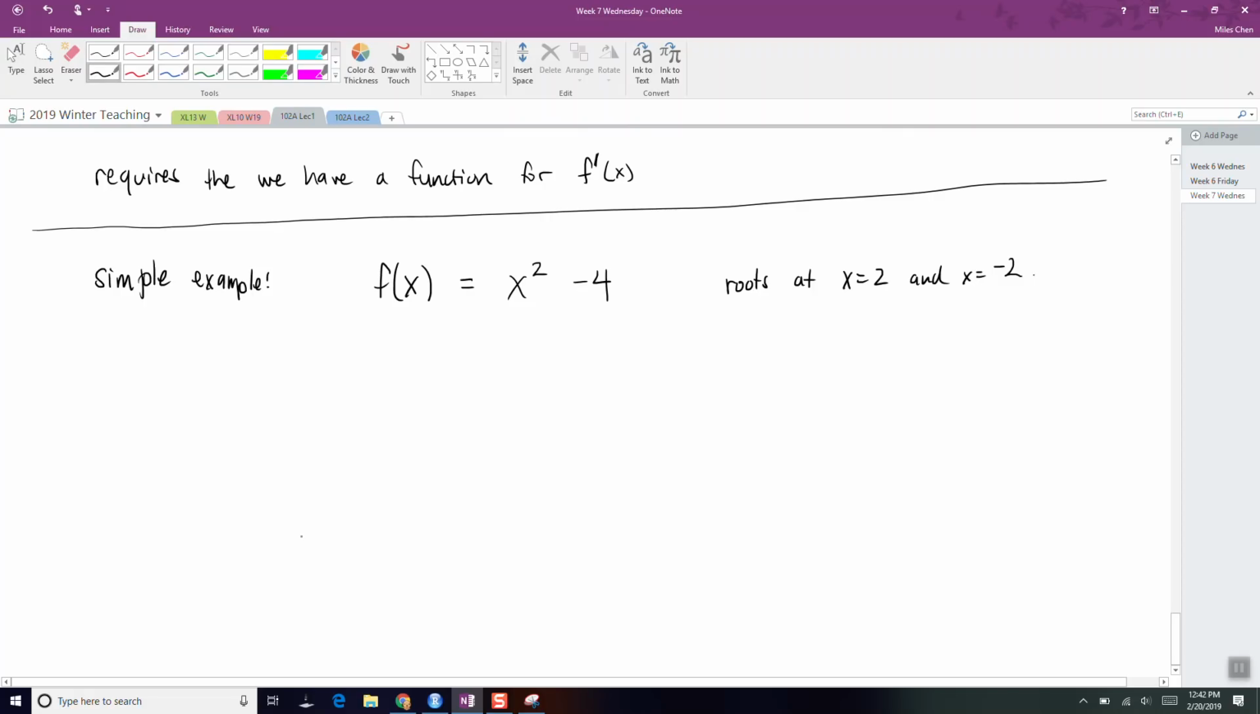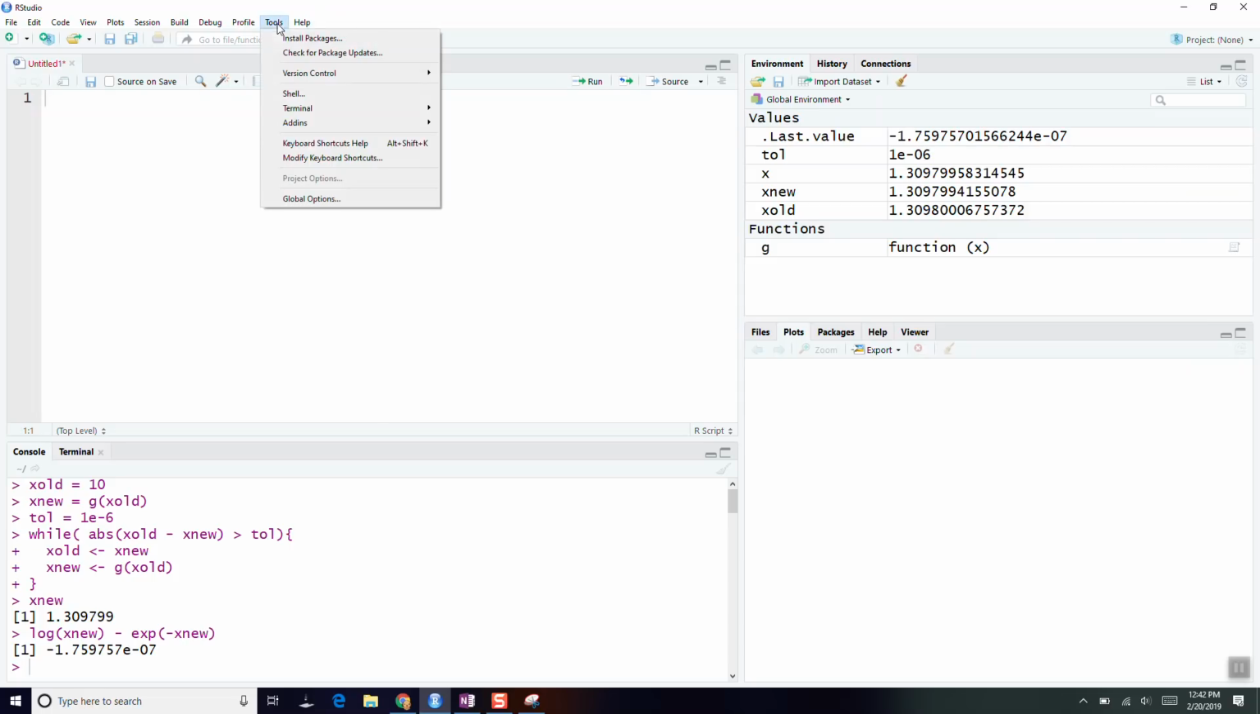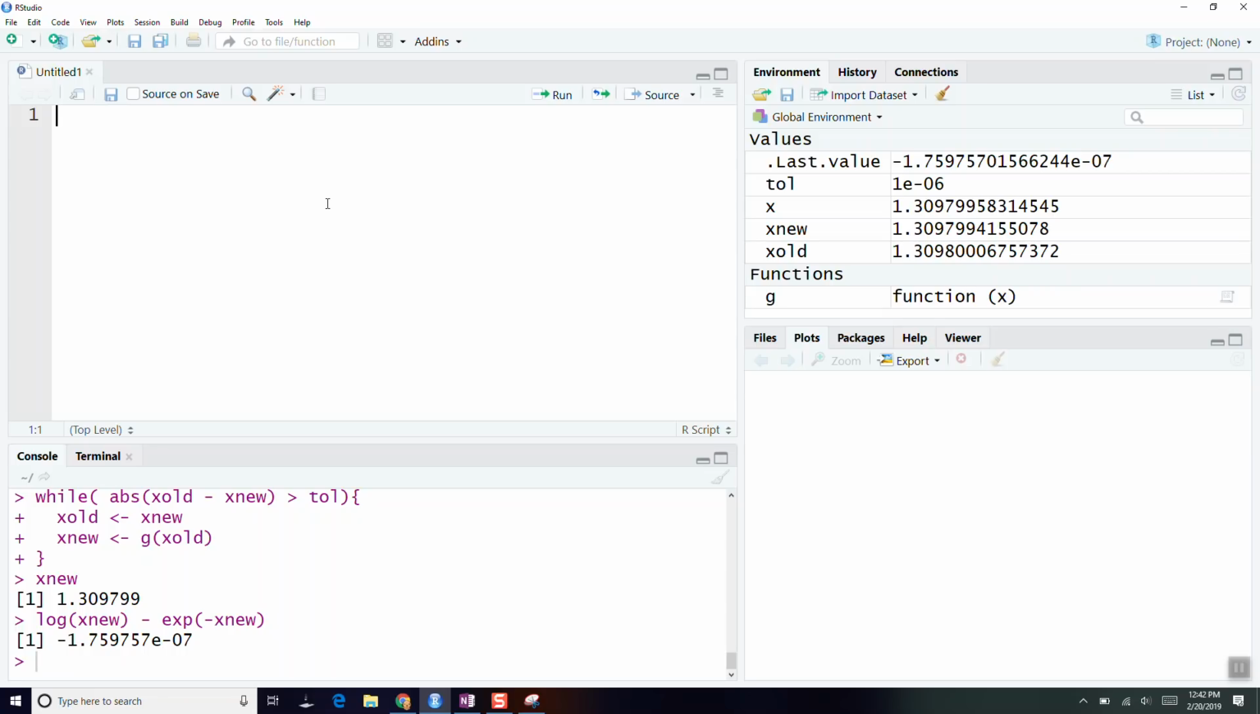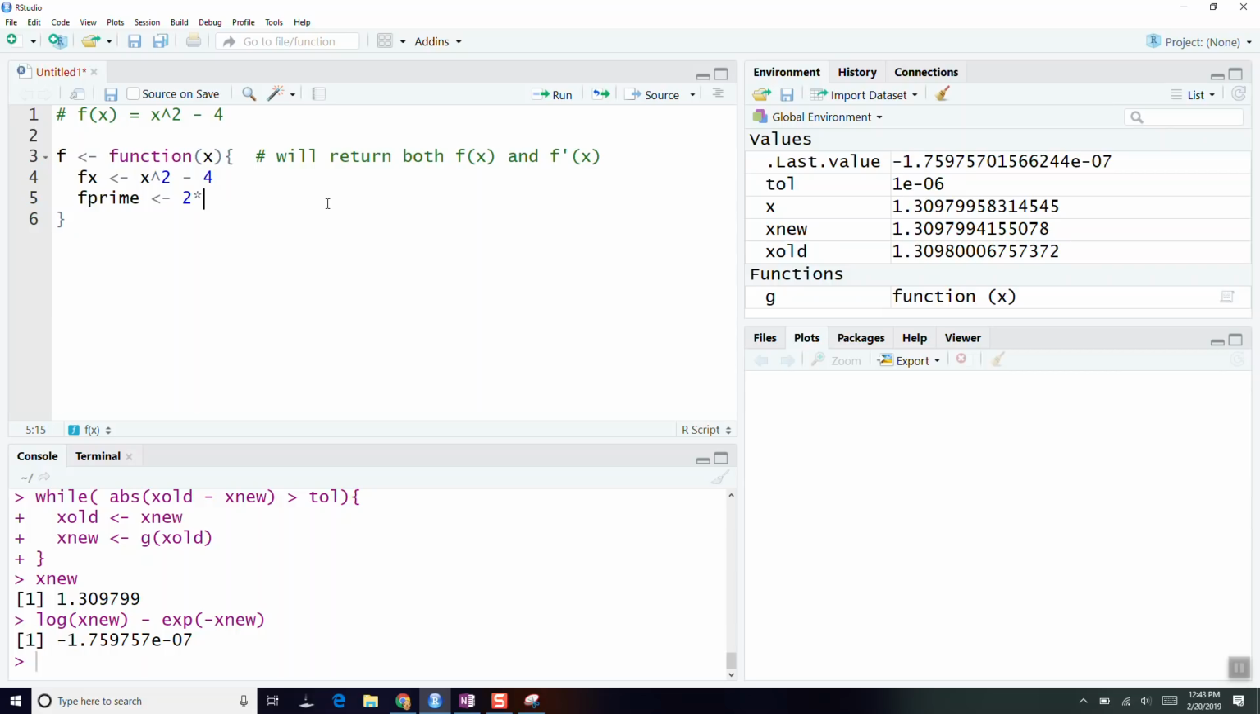So right here, I'm going to create a function. I'm going to just go ahead and do this in R. I think I've got to make my screen a little bit bigger for you guys. So we have f of x equal to x squared minus 4. I'm going to make a function of x, and the function will return both the value f of x and f prime of x. So f of x, which I'll call fx, is going to be x squared minus 4. And f prime, what's the derivative of x squared minus 4? 2x, right? Not too hard.